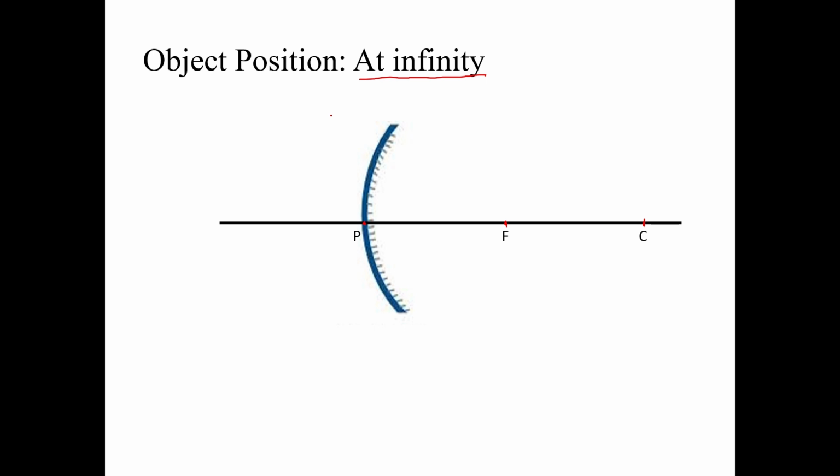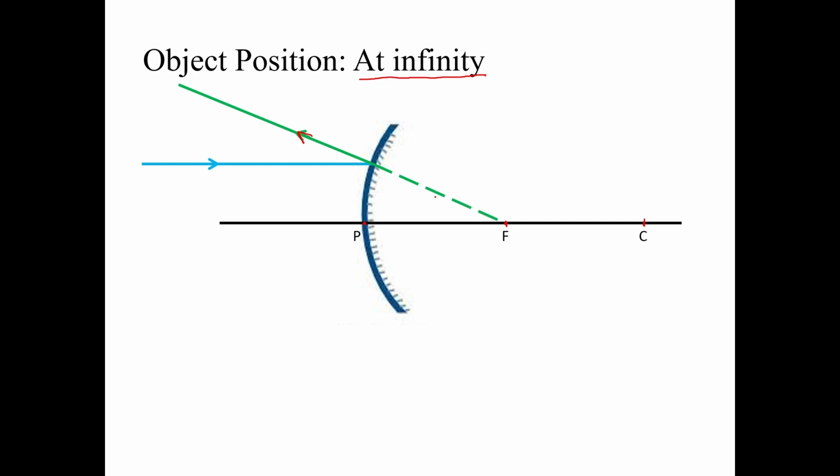One is above the principal axis. So again this is rule 1, parallel to principal axis. Then what happens? It reflects and appears to diverge from the principal focus, because a convex mirror is a diverging mirror. So the rays after reflection diverge. The green line shows the reflected ray. So parallel, reflect, but it appears to reflect from the principal focus.